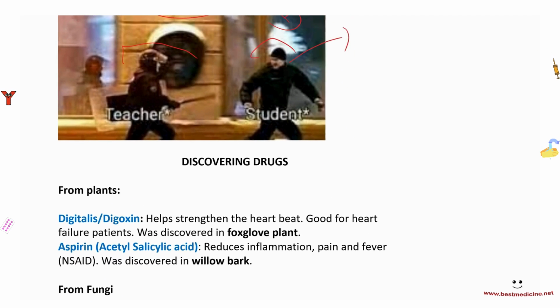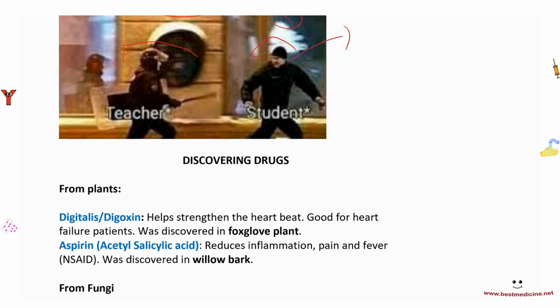Anyways, discovering drugs. This is a very, very popular board question. Where were some of the drugs discovered from? Digitalis or digoxin is one of the drugs that helps strengthen the heartbeat. So it's good for heart failure patients. And this was discovered in the foxglove plant. So they can literally just directly ask you where digoxin was discovered, or what plant, and you need to write this answer, or they might give you a couple of options as well. So choose foxglove from it.